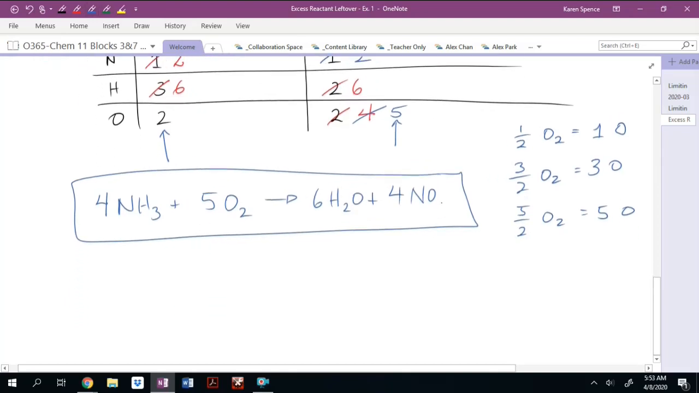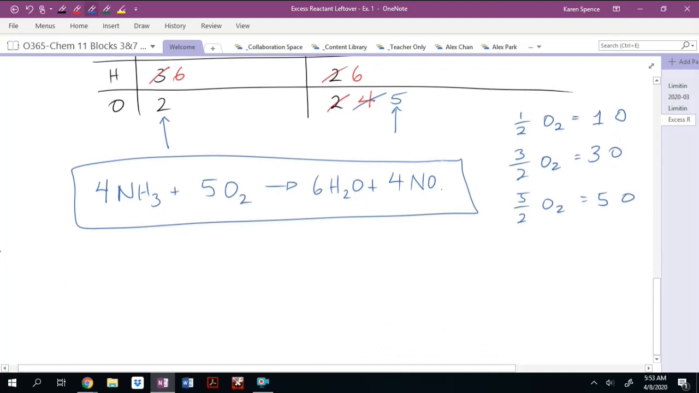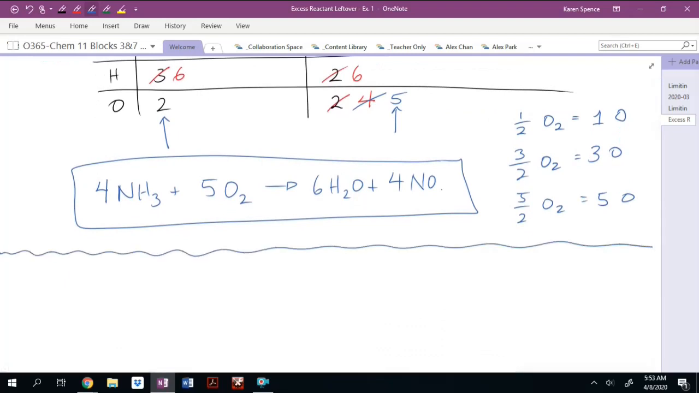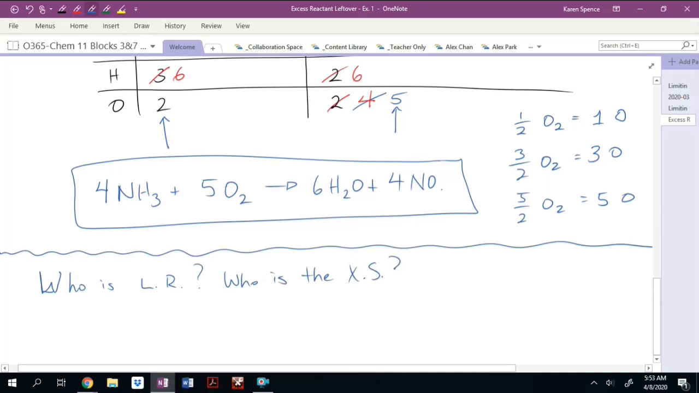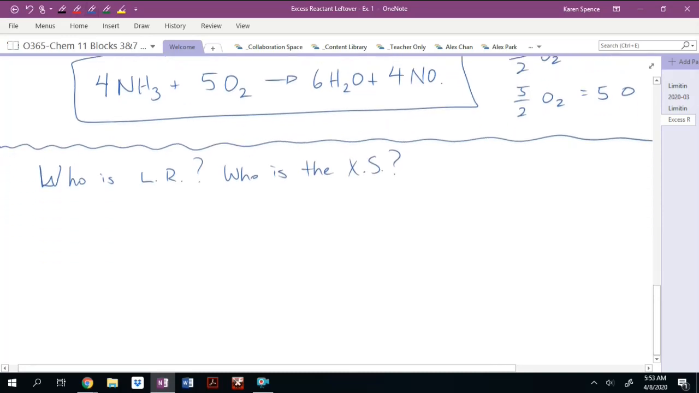Okay, if you still want to stick around and see how we found out who was the limiting reactant and who is the excess reactant, that's what we're going to do now. Who is the limiting reactant? Who is the excess reactant?